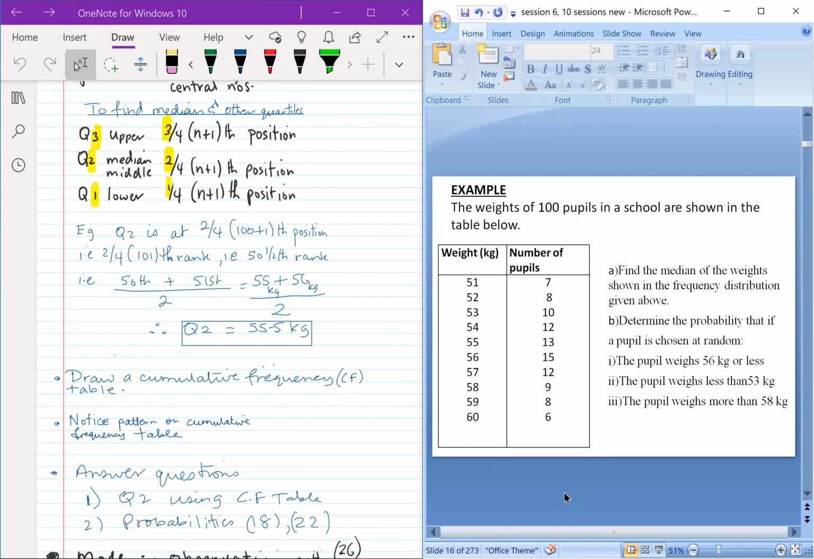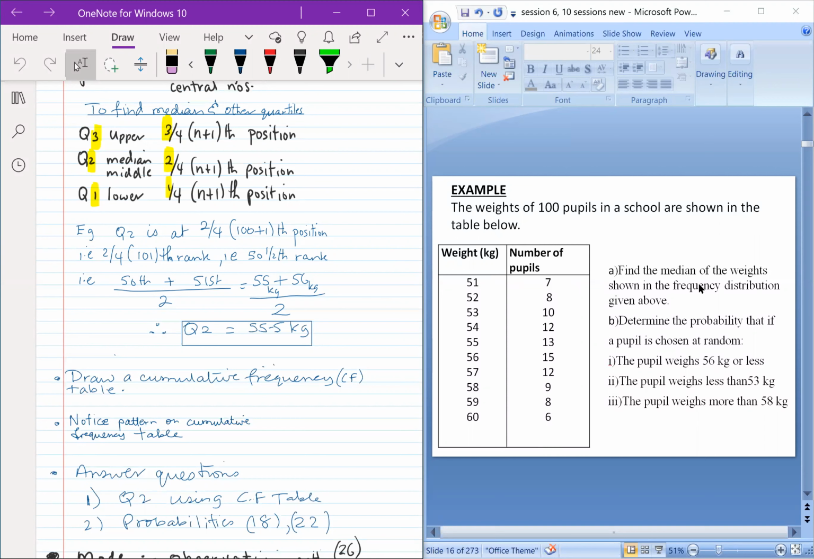All right. But before that, I want to introduce you or remind you about a table that could help us to understand how cumulative frequency would work and how it could help us to do various calculations. So in this particular question, they said the weights of 100 pupils in a school are shown in the table below. So what they're saying is 7 people in this school weighed 51 kilograms, 8 weighed 52, 10 weighed 53, and so on, all the way down to 6 students or pupils weighing 60 kilograms.